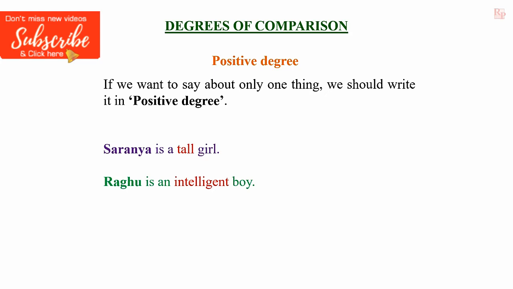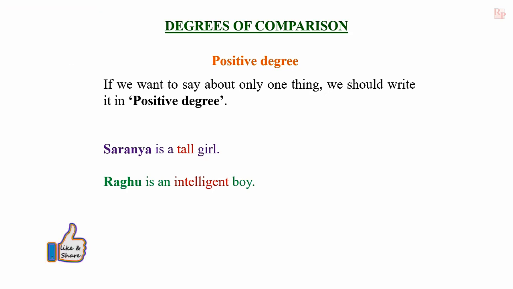If we want to say about only one thing, we should write in positive degree. For example, Saranya is a tall girl. Here, we want to say about only one person, that is Saranya. Saranya is a tall girl, that's all. And in the next example, Raghu is an intelligent boy. That's enough. There is no comparison.